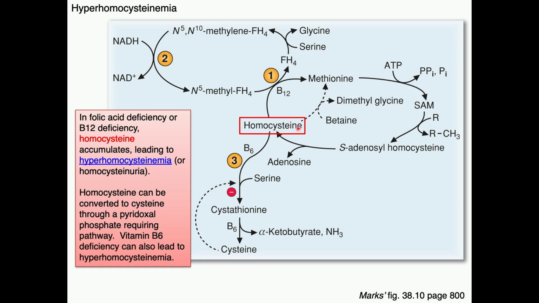Homocysteine can also be catabolized into cysteine. This is through vitamin B6 dependent pathways. If you have a vitamin B6 deficiency, that can also manifest as a hyperhomocysteinemia because this pathway of homocysteine catabolism is absent. Okay, so let's look at that betaine pathway.